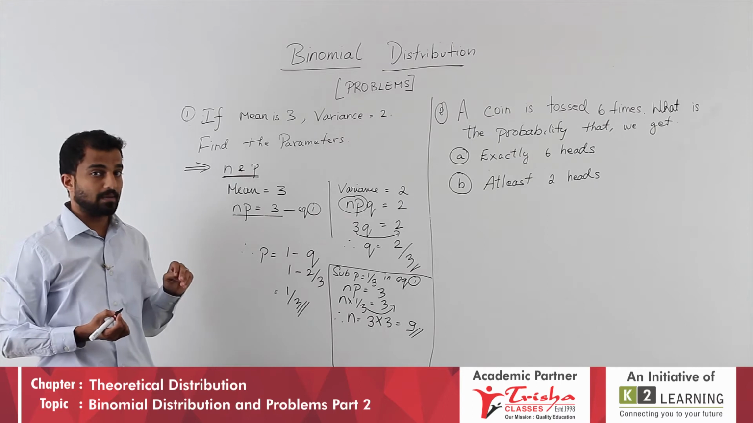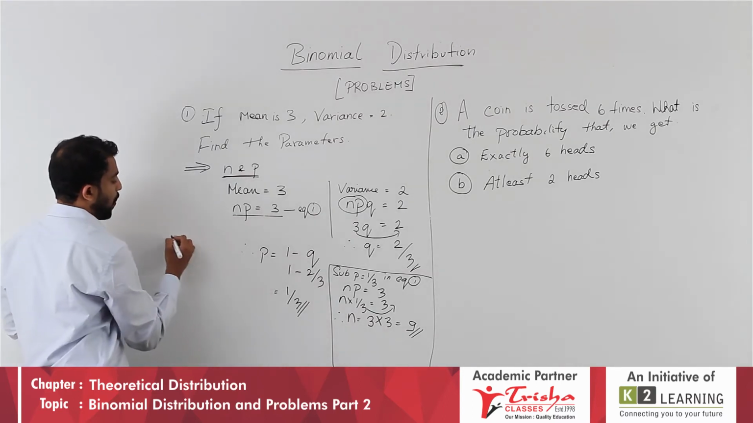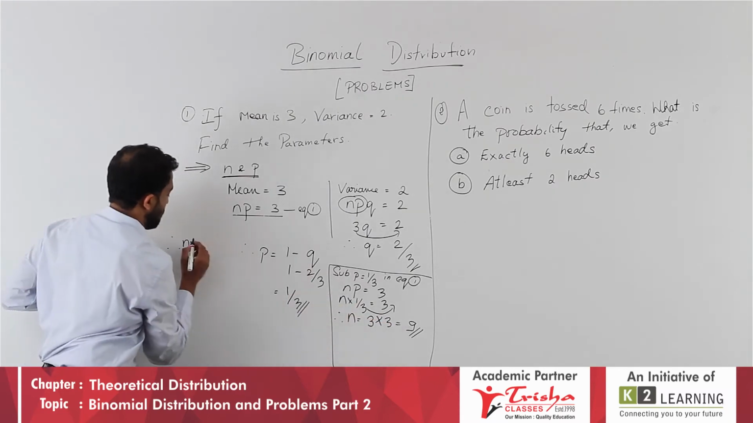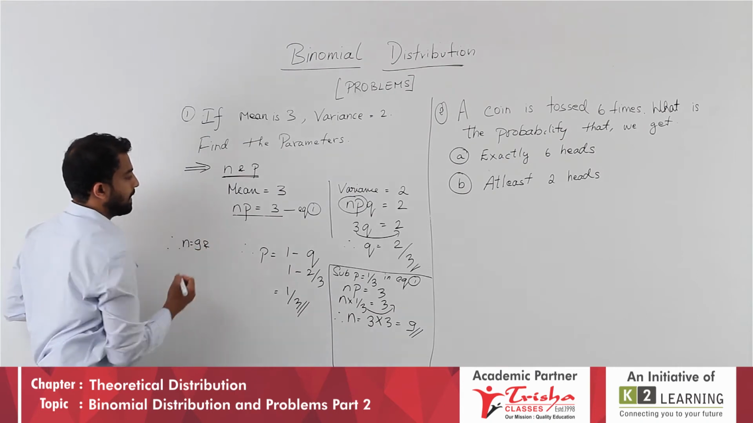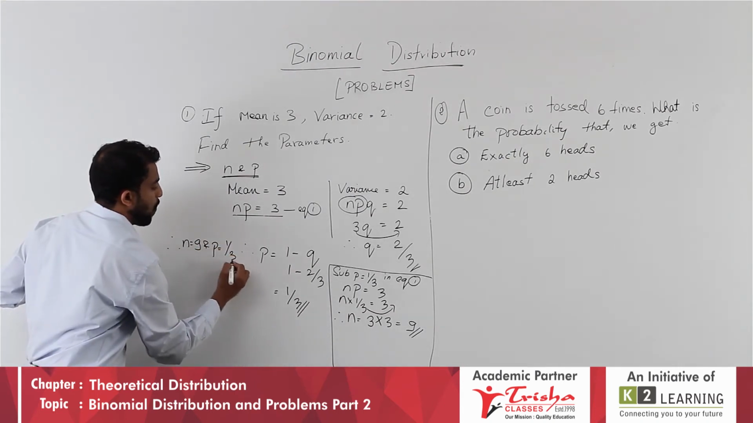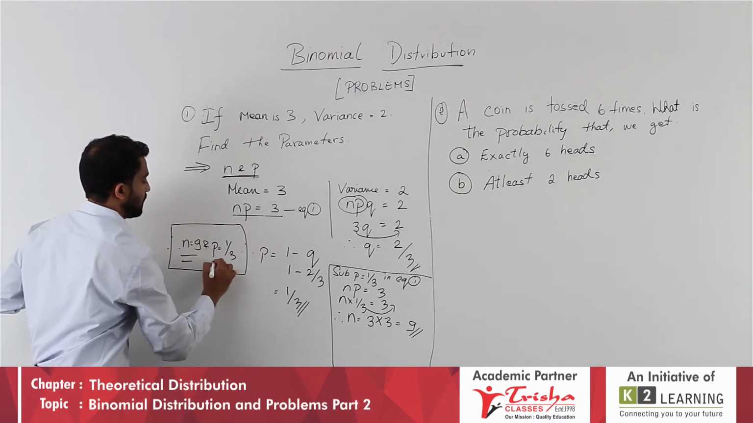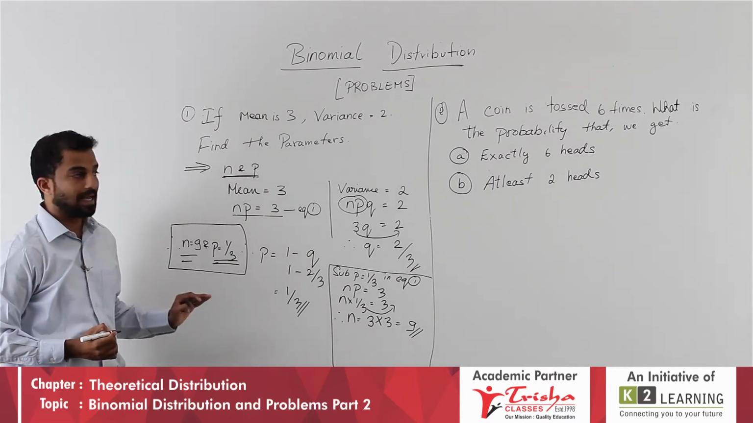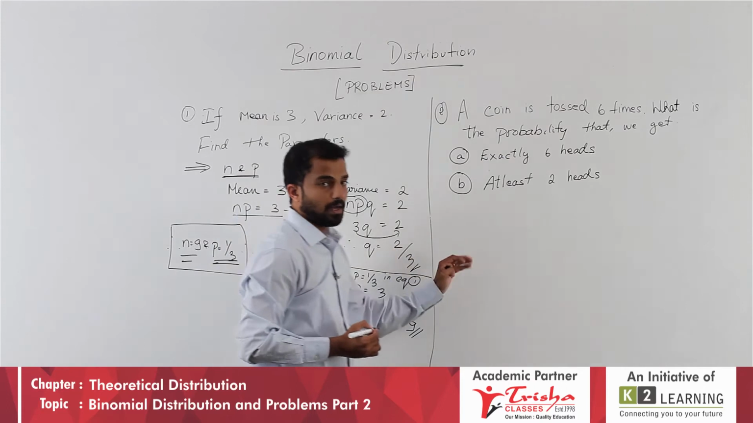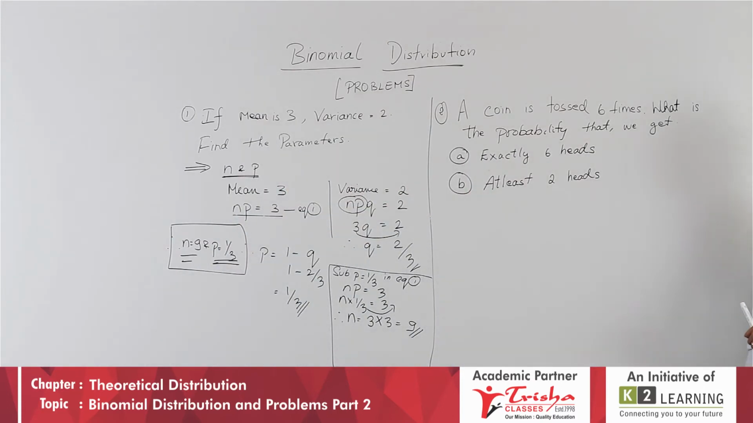So, which are the two parameters, students? So, we can write here, therefore, n is equal to 9 and p is equal to 1 by 3. This is the final answer. And that solves the first problem. Coming to the second one now. This makes use of probability mass function definitely.